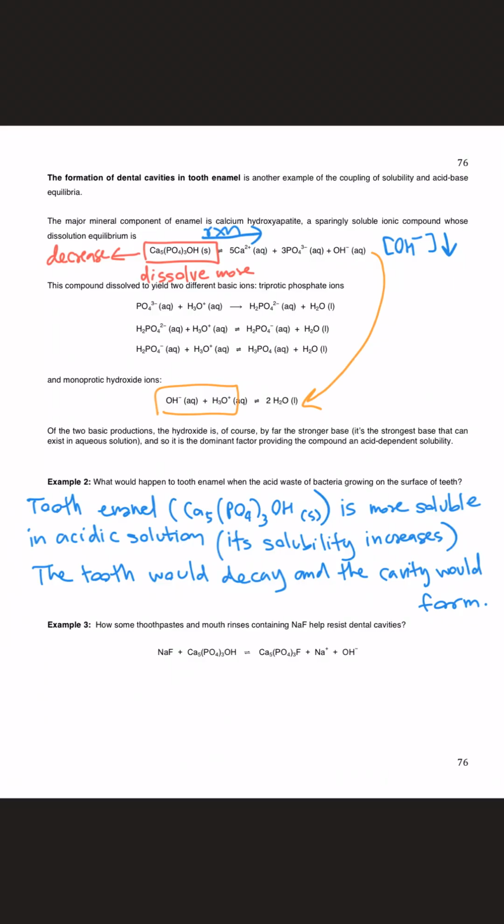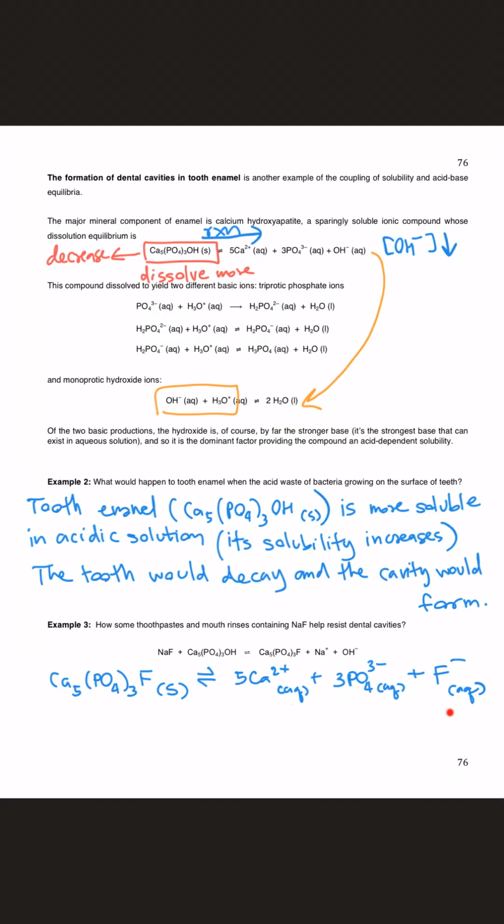How sodium fluoride helps resist dental cavities is that the sodium fluoride will react with the calcium hydroxyapatite to form calcium phosphate fluoride, sodium ion, and hydroxide ions. This calcium phosphate fluoride is also a sparingly soluble ionic compound. It is only partially dissociated into ions according to the solubility equation here, and the fluoride ion is formed.